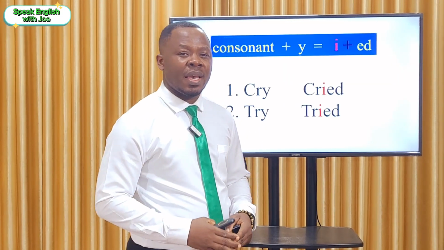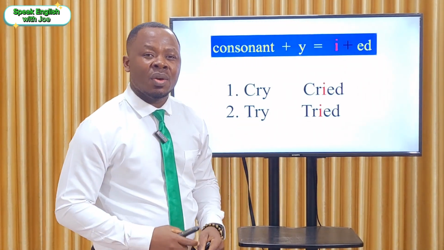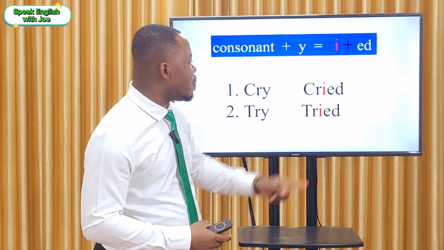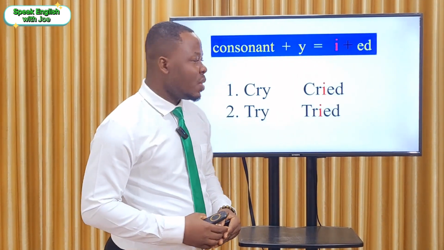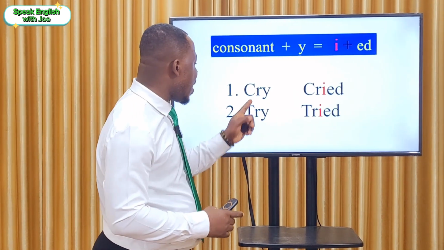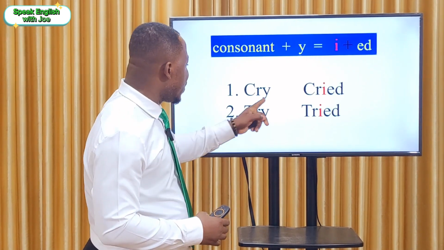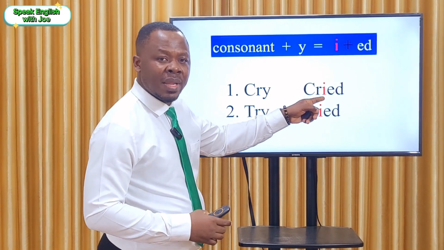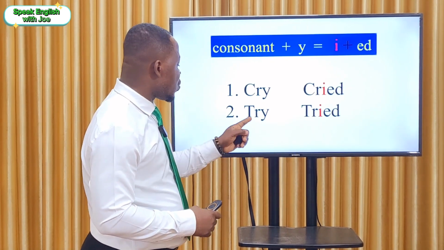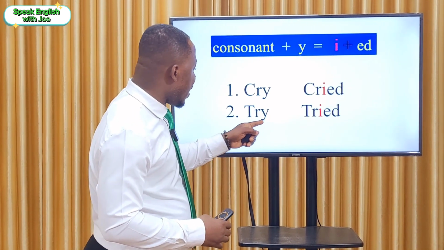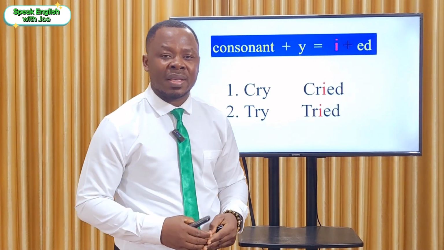And with verbs ending consonant plus Y, in the past simple tense, we simply omit the Y and put I in place, plus ed. So for example, we have the base form of a verb, cry, which ends in Y. So in the past simple tense, we take out the Y and put I in place, plus ed, making cried. And too, try. We omit the Y and put I in place plus ed, making tried in the past simple tense.